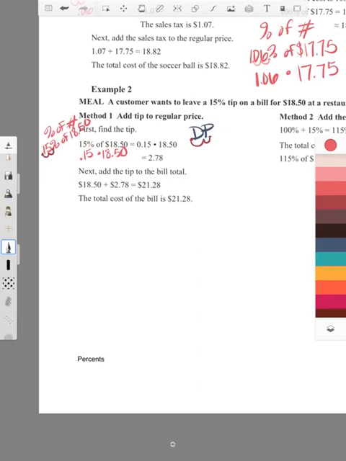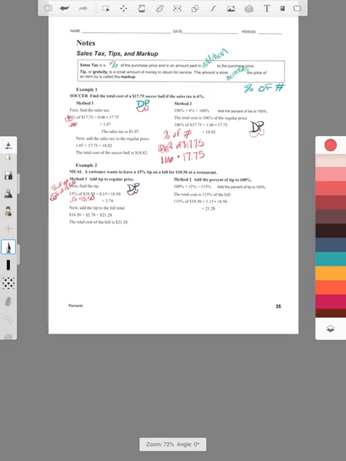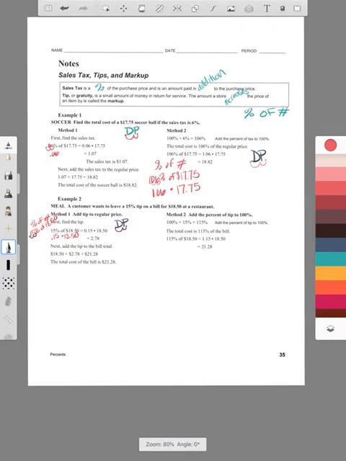And again, if they only ask for how much the tip would be, that would be your answer. But they want to know what the new total is going to be. So you'll have to add those two, and you'll get your answer there. All right. So, and we could do that second one, but we know that we'll end up with the same answer. But you'll just add 100 to 15, and then move your decimal 2 places over and multiply that times 18 and 50 hundredths.